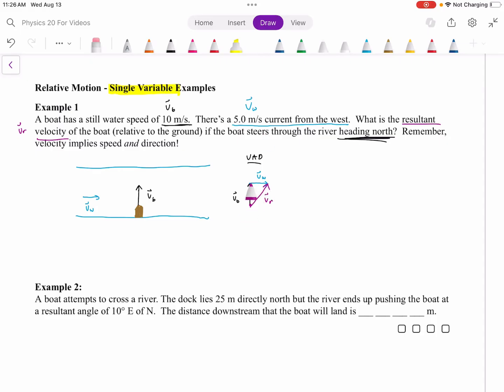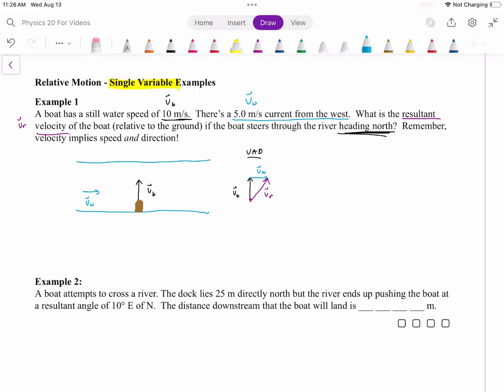Yes, it's got its own motion across the river, but at the same time, the water's carrying it to the east. So we know that this is 5 meters per second, and we know that the boat's velocity is 10 meters per second. So I'll just add those to our diagram, and we are looking for that resultant velocity. So see what I mean? Just drawing our VAD here, how could we solve for this side of the triangle when we know that this is 10 and this is 5?